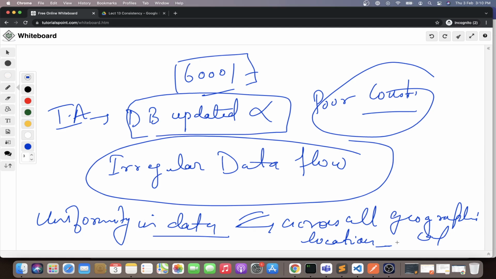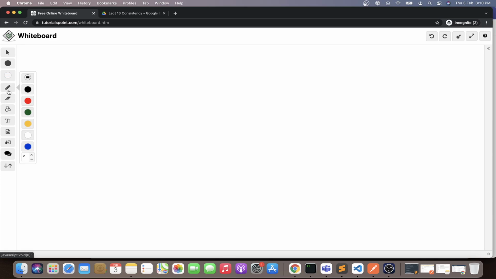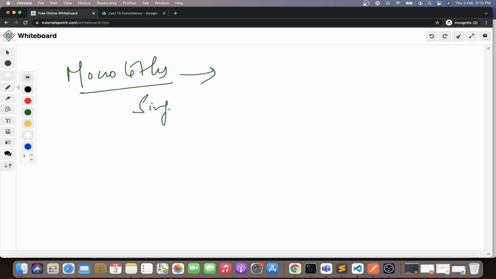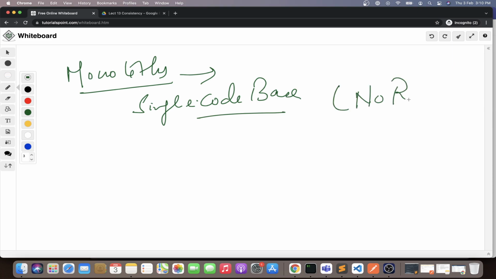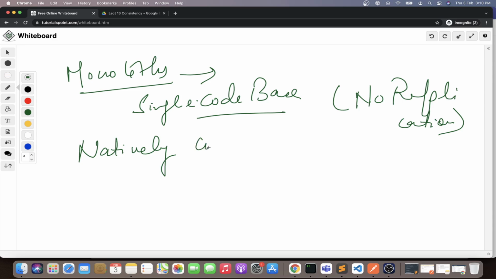Now let us look at the impact of consistency over a monolith and a distributed system one by one. In case of monoliths, there's a single code base, as we all know. No replication is there. So the data is natively consistent here.